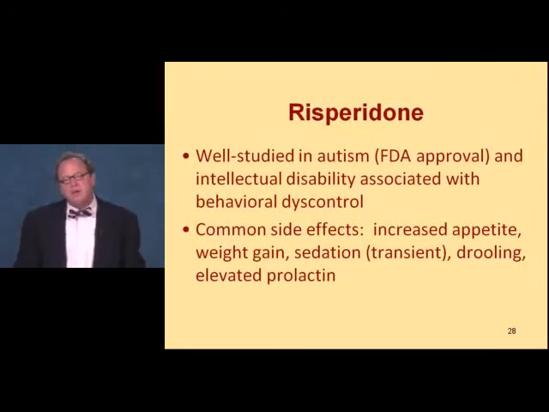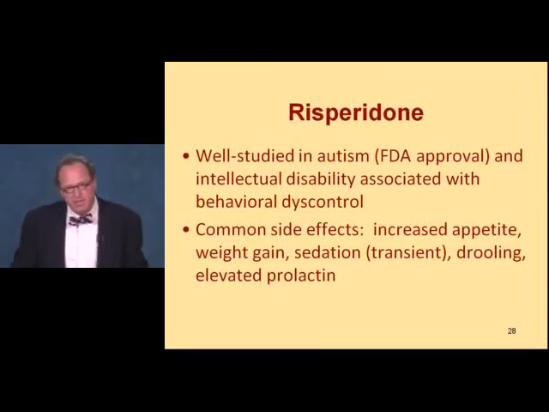Risperidone, which is the trade name of risperidone is Risperdal. It's available in a generic now, is the best studied medication in autism. And it's approved by the FDA for the treatment of irritability in children and adolescents with autism.